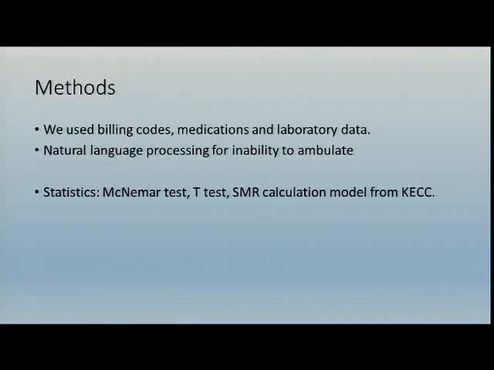We used some statistical testing for comparisons down the road: the McNemar test for disagreement, t-test, and the standardized mortality ratio calculation was based on models that we got from the Kidney Epidemiology and Cost Center that is part of the University of Michigan, which is contracted with CMS to do some of the analytical work.